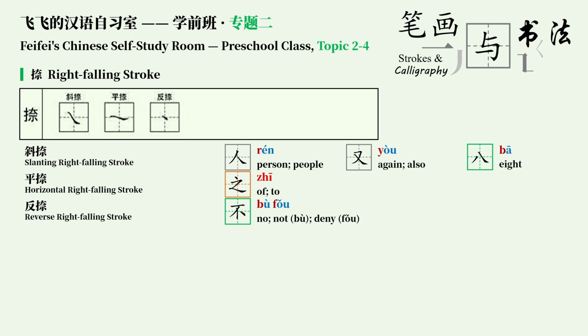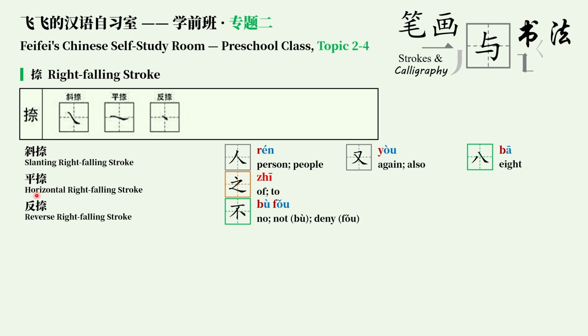Example characters. We revisit the characters we learned earlier, 人 and 右, both of which use the slanting right fallen stroke as their final stroke. The new character is 八, meaning 8. All these characters rely on the combination of left falling and slanting right falling strokes to form their basic structure.